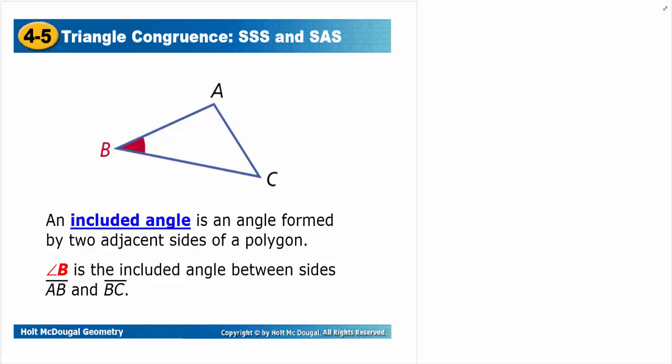So an included angle is an angle formed by two adjacent sides of a polygon. So here, angle B is the included angle between segment AB and segment BC. Now again, A would be the included angle between AB and AC. You have to think the two rays that form the angle are going to be the two sides that we use when we're comparing side, angle, side. So B is again the included angle between the sides AB and BC.